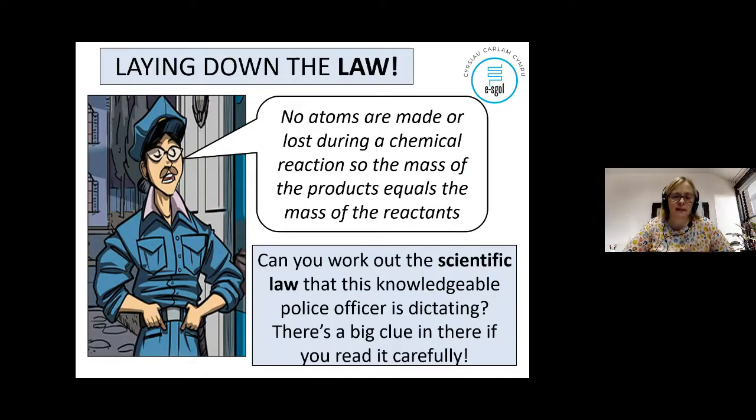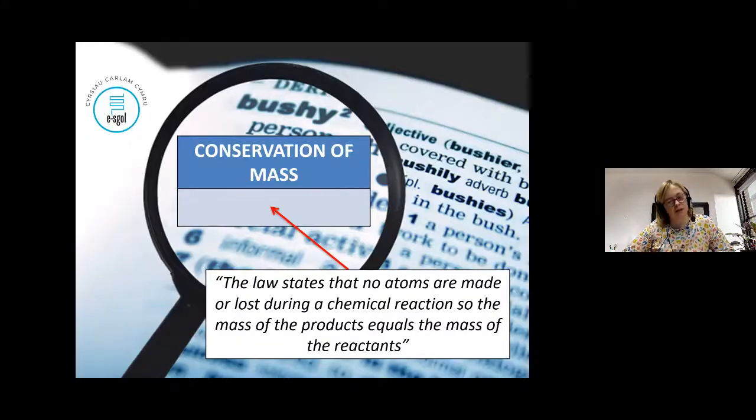Right, so as our nice little police officer says, no atoms are made or lost during a chemical reaction, so the mass of the products equals the mass of the reactants. The scientific law that this knowledgeable police officer is dictating is, as I'm hopefully sure all of you know, the conservation of mass. It feeds directly into why you need to balance symbol equations and why that is so critical, and it satisfies and justifies that final mark in any balanced equation when you're given one to do in an exam.